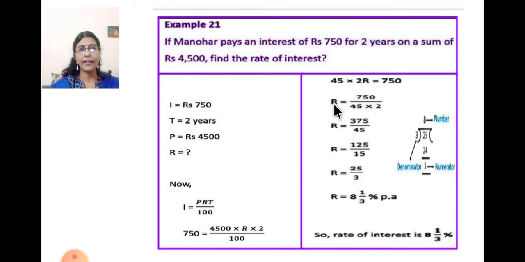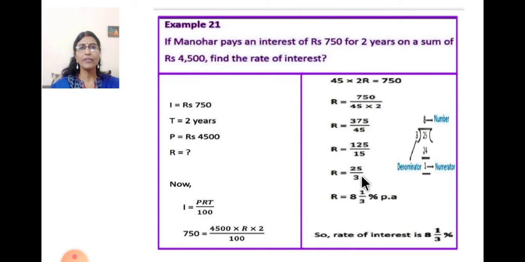And then we'll write R here, and this we will take to this side. So first we'll write 750, and this is here multiplied. When you bring it to the right side, you will write upon 45 into 2. So you will divide this. So 750 divided by 45 into 2. And then we will reduce it. So if you can see here, these two are reduced. 750 and 2, when you reduce it by 2, you will get 375 upon 45. And then again we'll reduce it by 5. You will get here 125 upon 15. Then again we'll reduce it by 5. We'll get 25 upon 3.